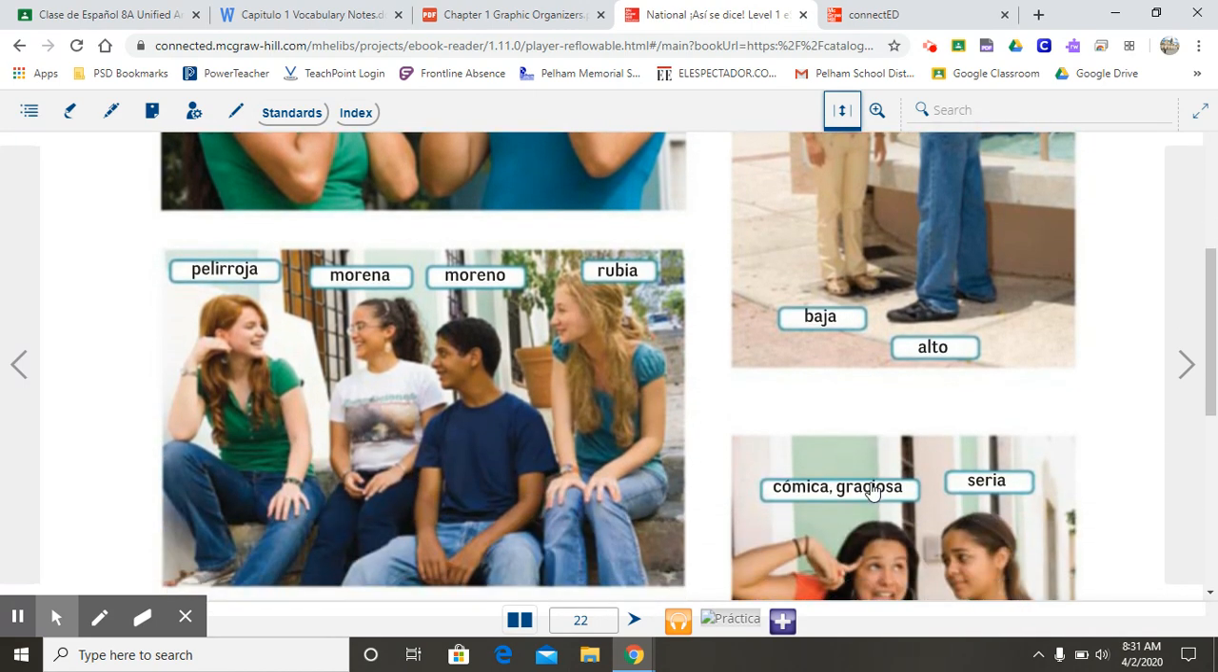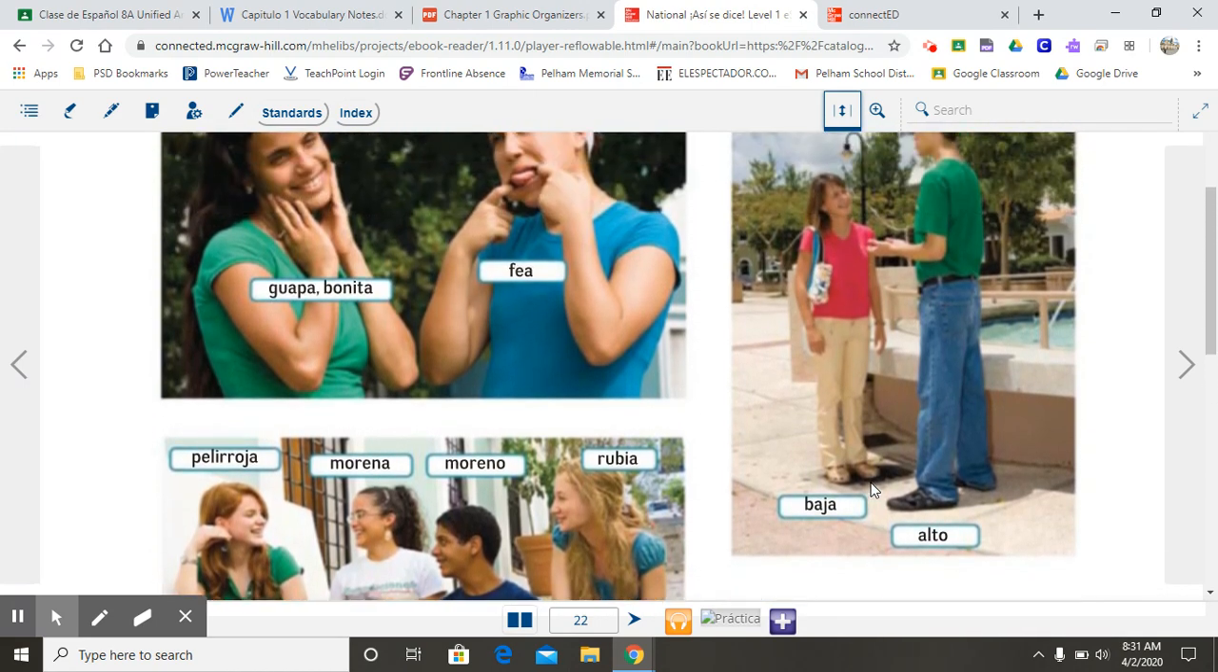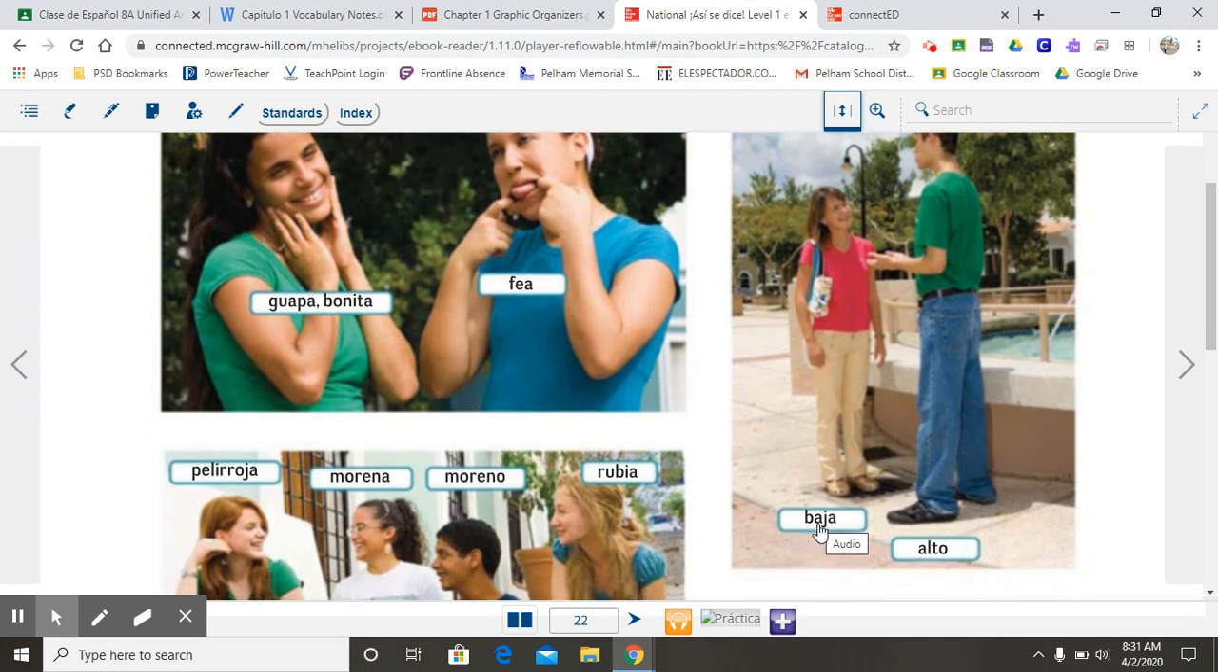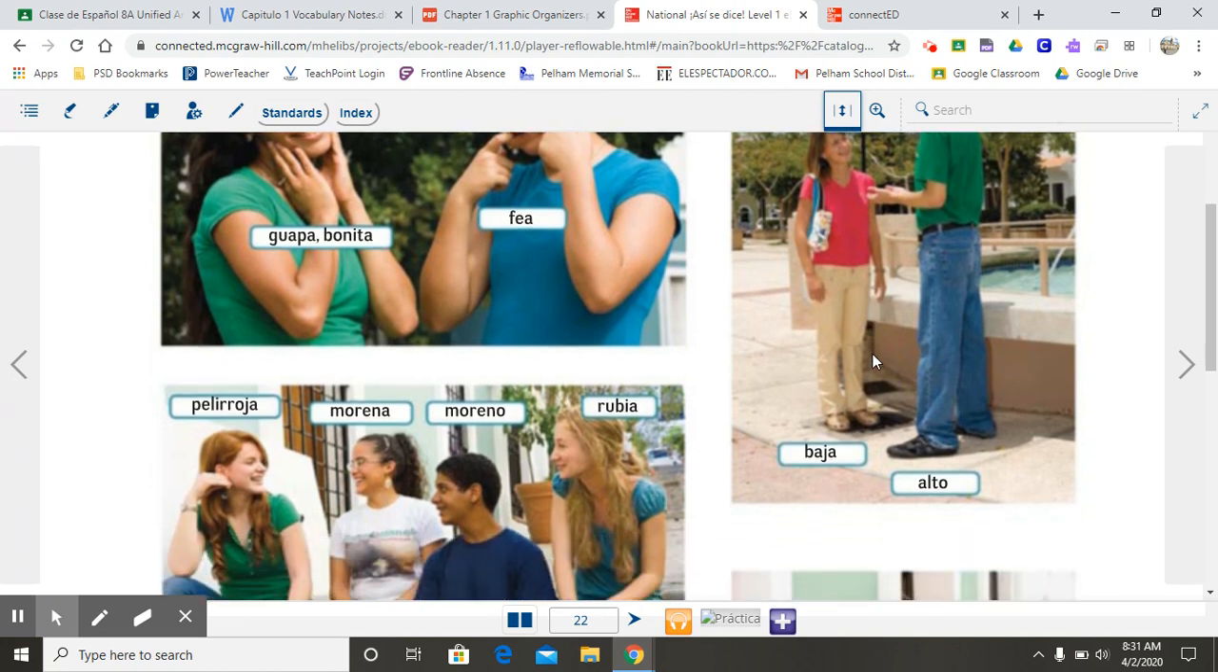Let's keep going. If we wanted to say that this lady, let's say this was a guy, a short guy, and this was a really tall lady. Remember, if it's a short guy, it's going to have an O at the end. If it's a tall woman, because it's a woman, it's going to have an A at the end. So let's see what these sound like. Ready? This would be bajo, and this one would be alta. One more time, bajo, alta. And again, that's if they change genders.